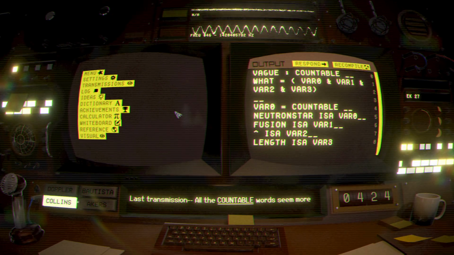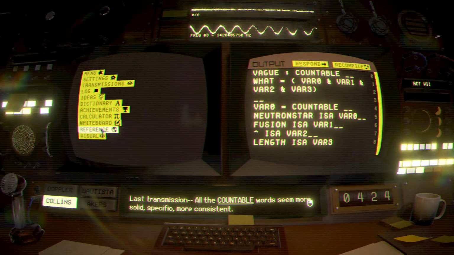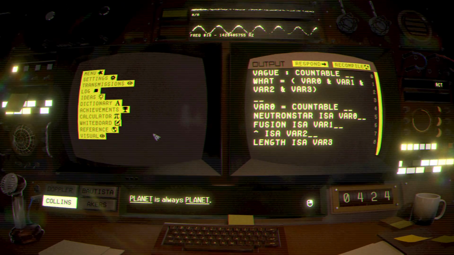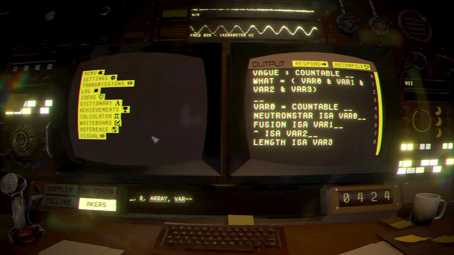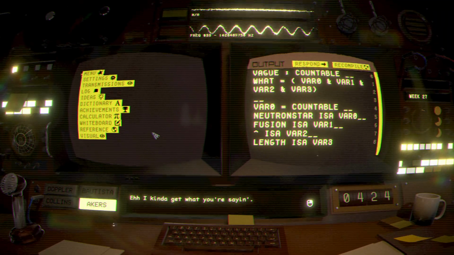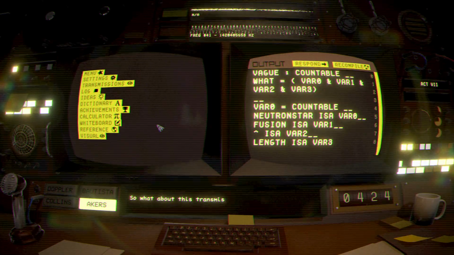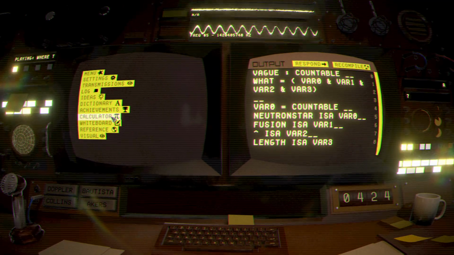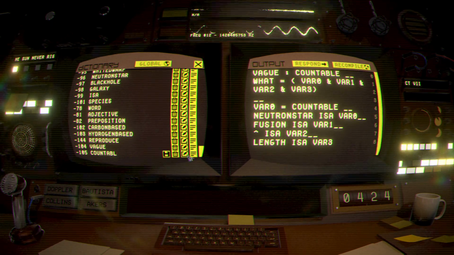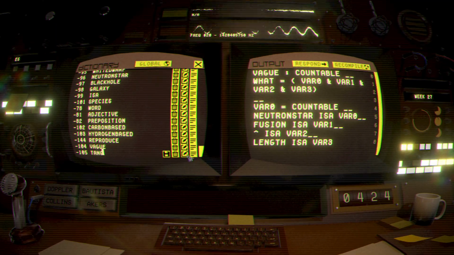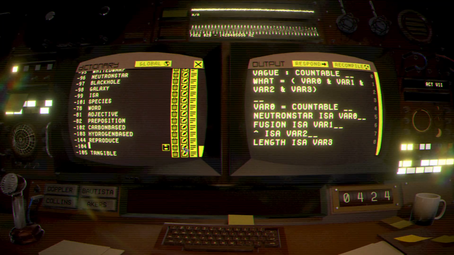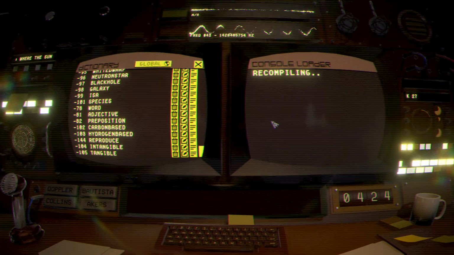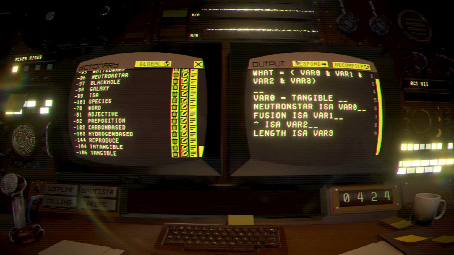Tell us. Last transmissions, all the countable words seem more solid, specific, consistent. Count is always count. Planet is always planet. Meanwhile, the first group, take a look. Base and array, variable. I kind of get what you're saying. These words are less tangible. So this transmission, I think these are all tangible. That's my strongest hypothesis. Interesting. So, if countable, it's tangible, intangible. These would all be tangible. Okay.